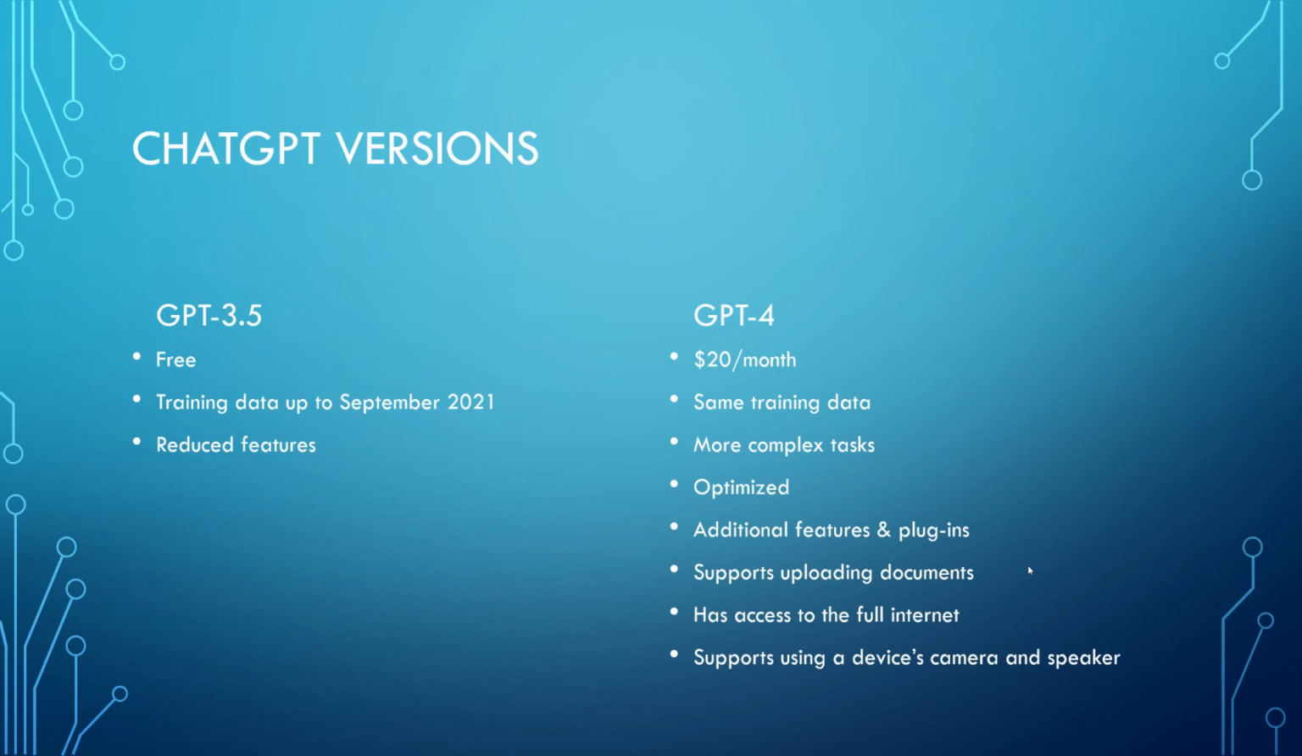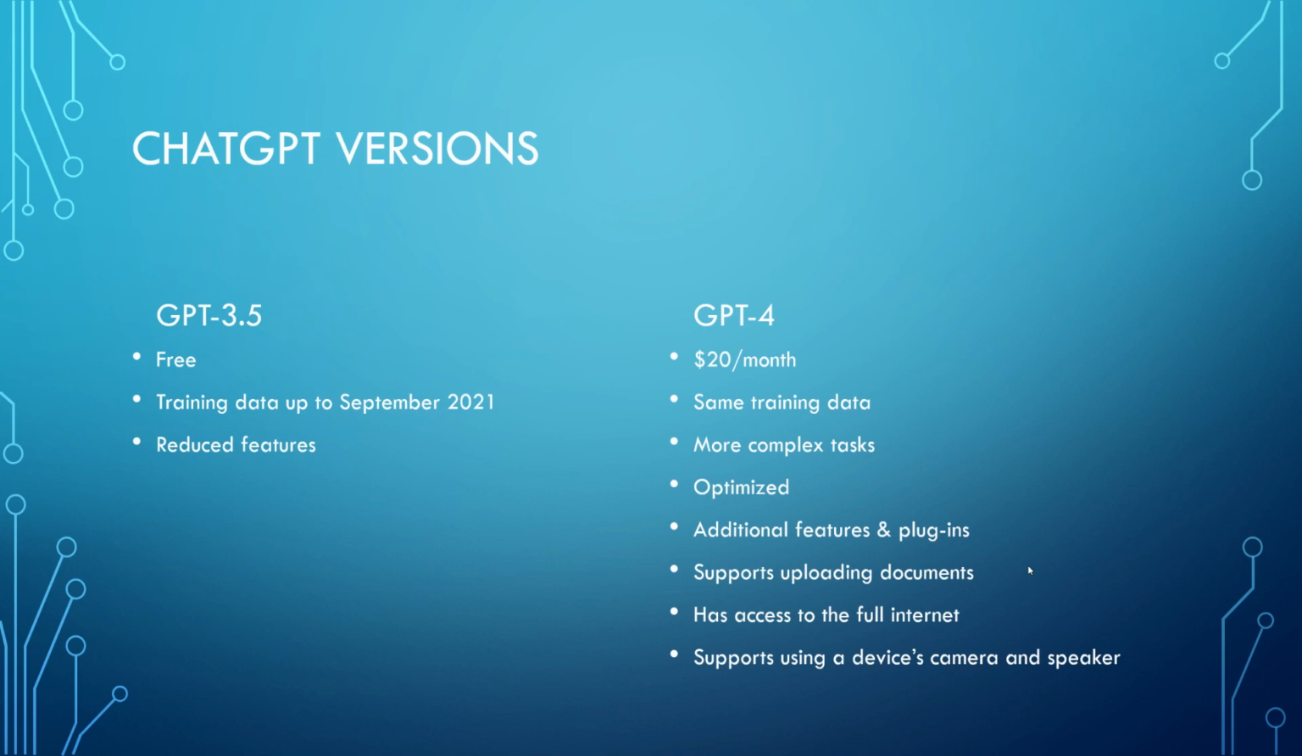It is free. It does require an account. And that account does require you to give OpenAI your cell phone number to prove that you're a human and not a bot. The training data is a web crawl of a large sample of the internet. So it's not the entire internet, but it's a huge chunk up to September of 2021. And 3.5 has reduced features and functionality.